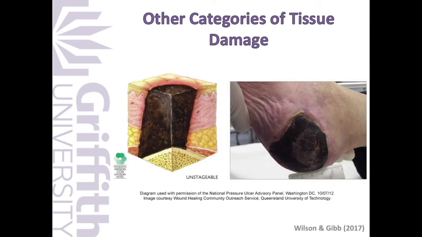Unstageable pressure injuries present as full thickness tissue loss, in which the base of the wound is covered by thick yellow, tan, grey, green or brown tissue. The true depth can't be determined until this slough or the eschar is removed. However, this does serve as the body's biological cover and should only be removed if absolutely necessary.